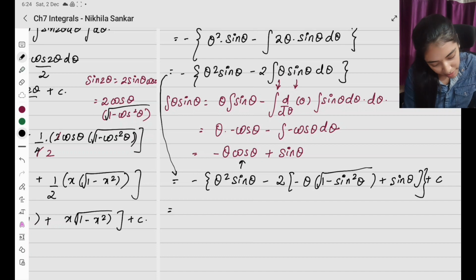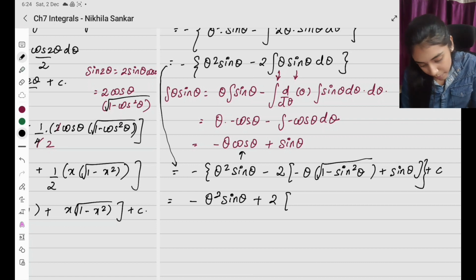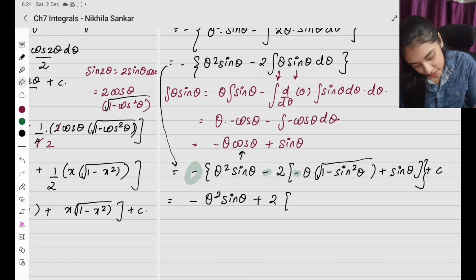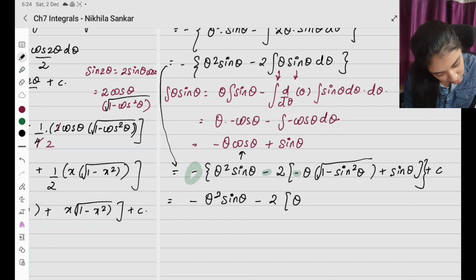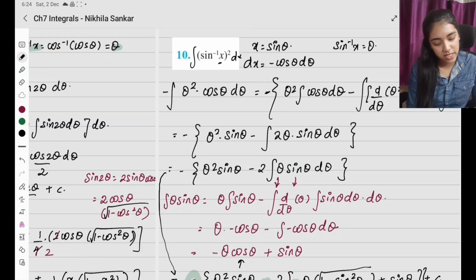I can now multiply the minus inside. So I have minus theta square sin theta, I'll first include the minus. So theta square sin theta plus 2 times, this becomes a plus. You further have a minus, so it will be minus. So I can write minus 2 theta times square root of 1 minus sin square theta plus sin theta inside the bracket plus c. Now when I substitute for theta square and sin theta, what will come?